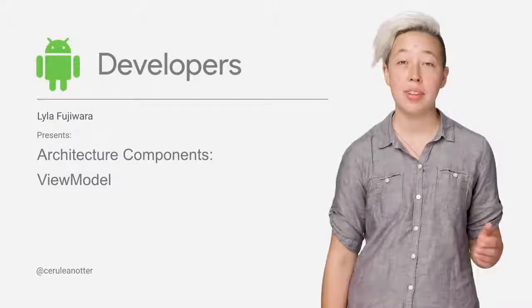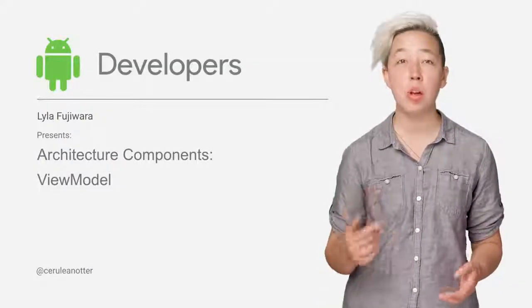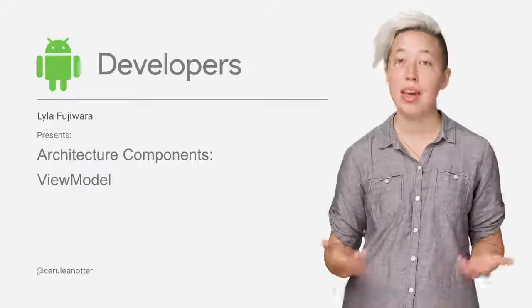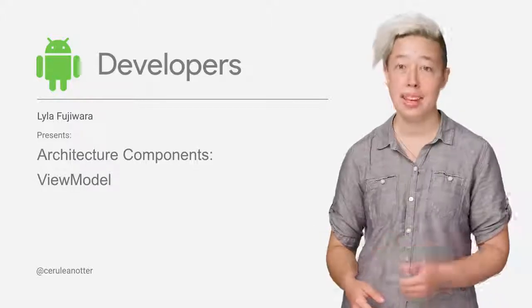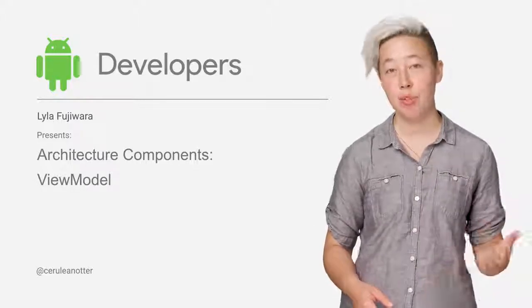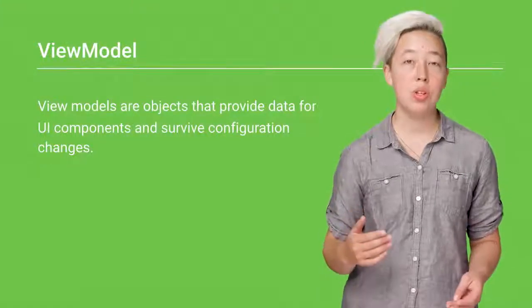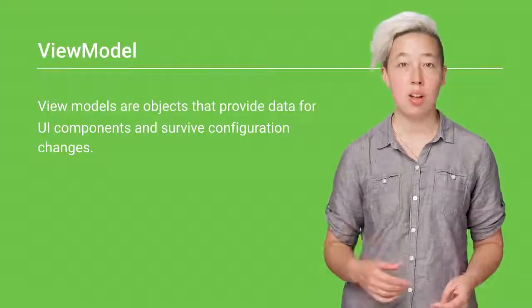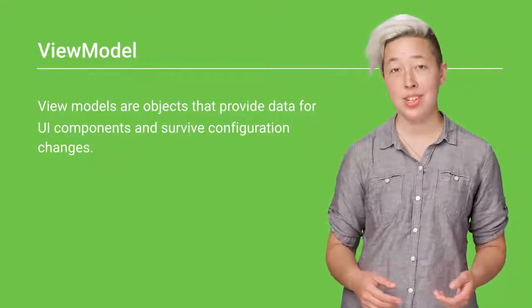The Architecture Components Lifecycle library is designed to help you solve common Android lifecycle problems, and to make your apps more maintainable and testable. This is an introduction to ViewModel. A ViewModel holds your app's UI data in a lifecycle-conscious way that also survives configuration changes.